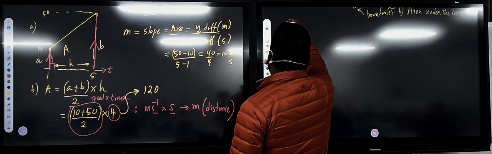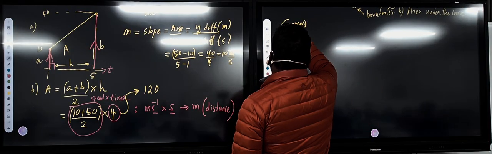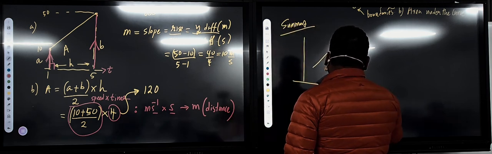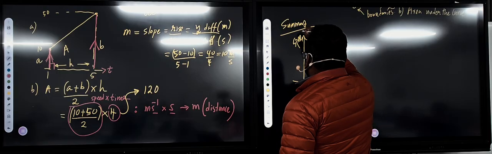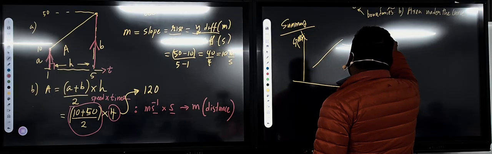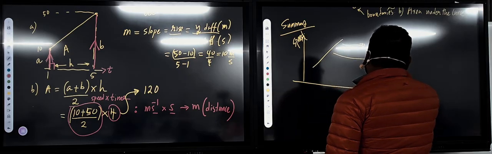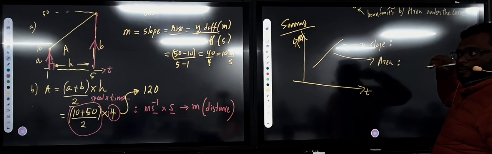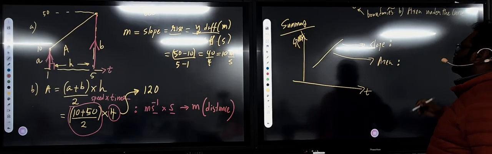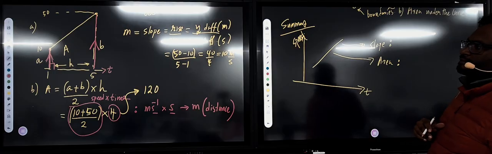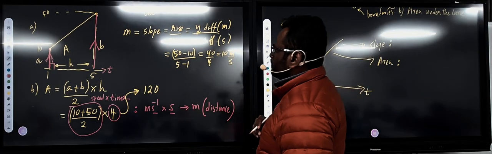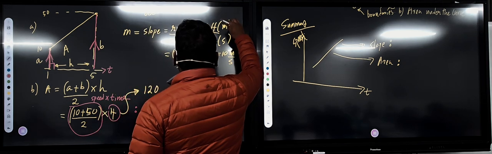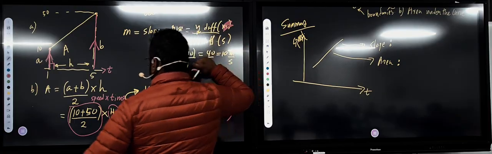So, what did we understand today? Summary. If you have a time-speed graph, you have two things. One is slope, one is the area. So slope gives you what? Gradient. Yeah, I know, but slope gives you what? Okay, hold on, what I'm doing here. Hold on. This one is wrong.